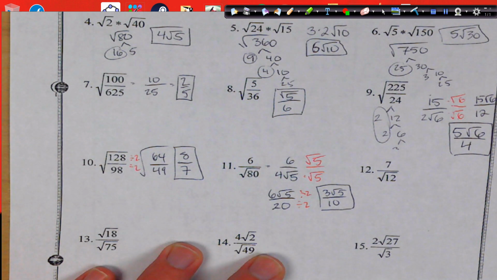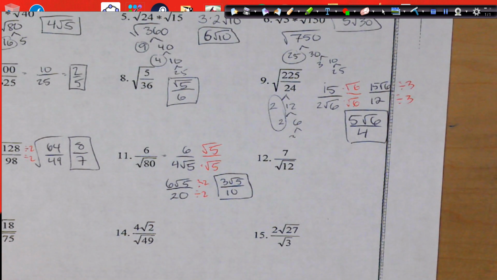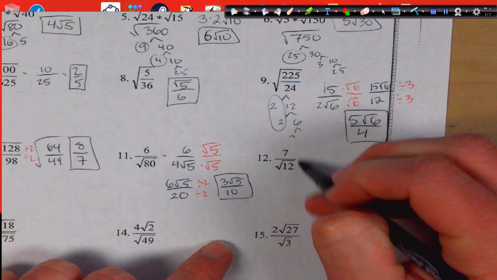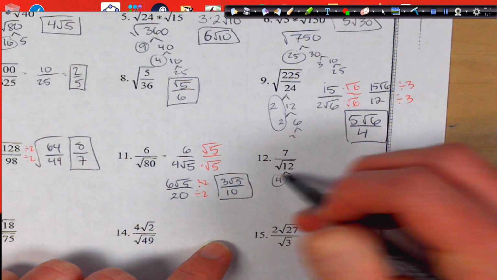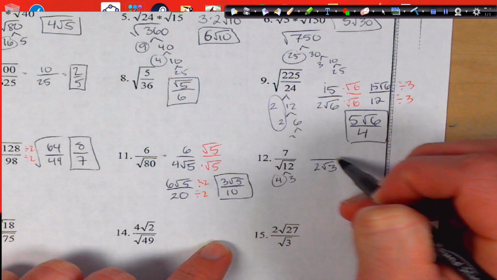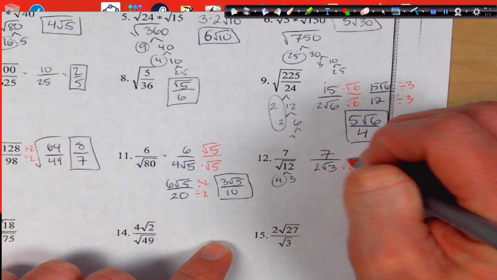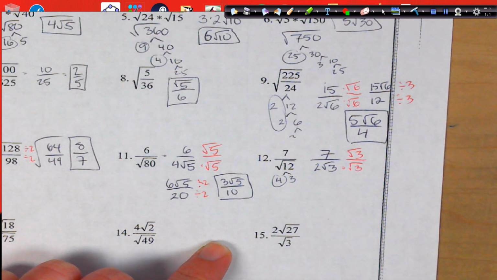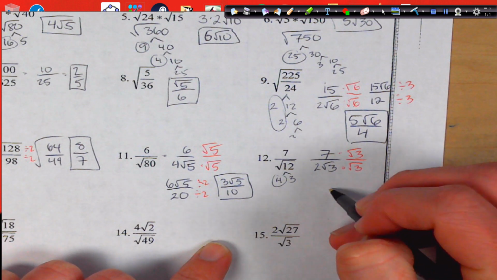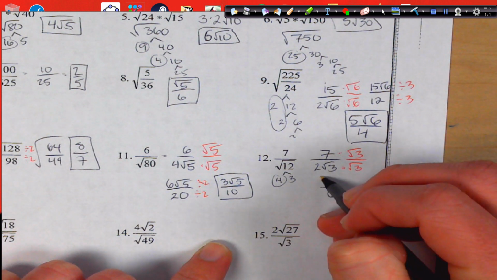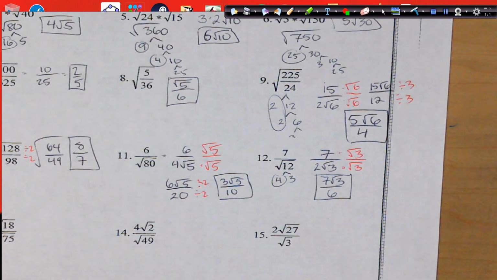And hopefully you believe me. All right, we have rad 12. We can go ahead and just straight multiply, but I'm going to try breaking it down first. 4 and 3, 4 is a perfect square, so it's going to be 2 rad 3 over 7. Again, can't have a radical in the denominator, so we're going to multiply by rad 3 over rad 3. That will rationalize it. This becomes 3 times 2, which is 6 on the bottom, and 7 rad 3, and that's not going anywhere. Okay?